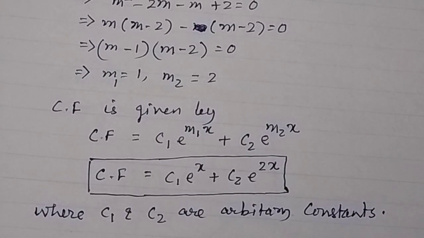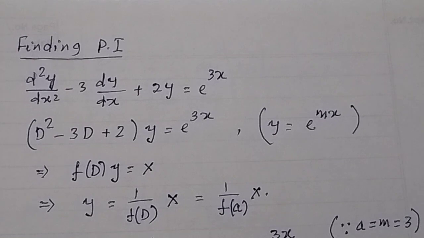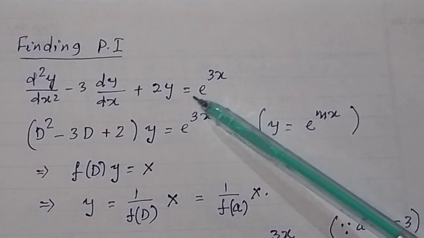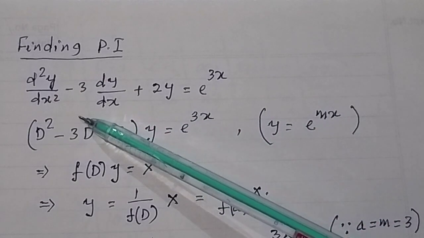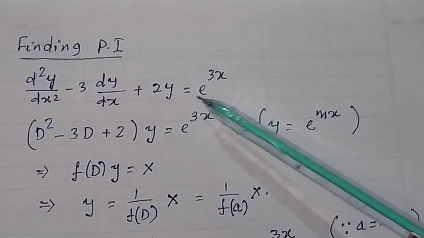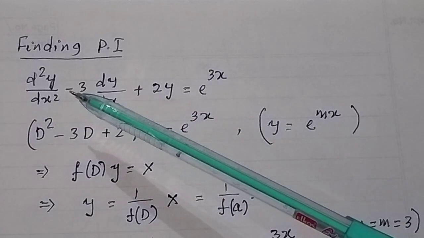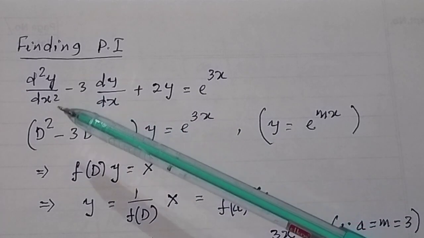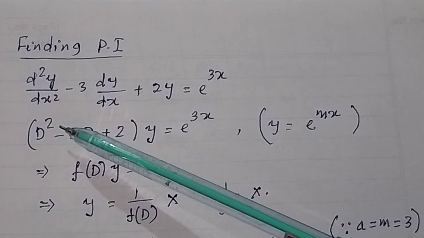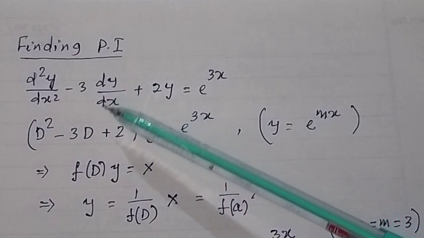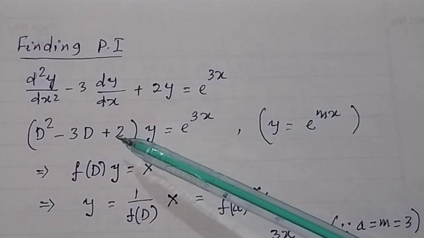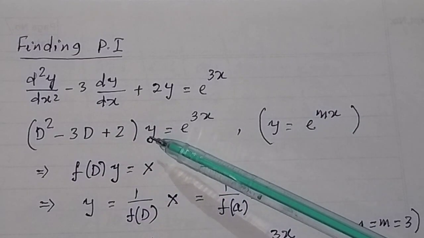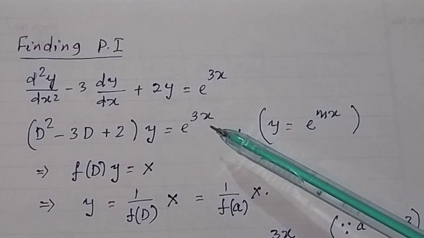Now we'll find the particular integral of the given inhomogeneous differential equation. The differential equation is this, and if you take the derivative as D, then the second derivative will be D to the power 2, and the first derivative is D, so D square minus 3D plus 2, into y, that is equal to e to the power 3x.